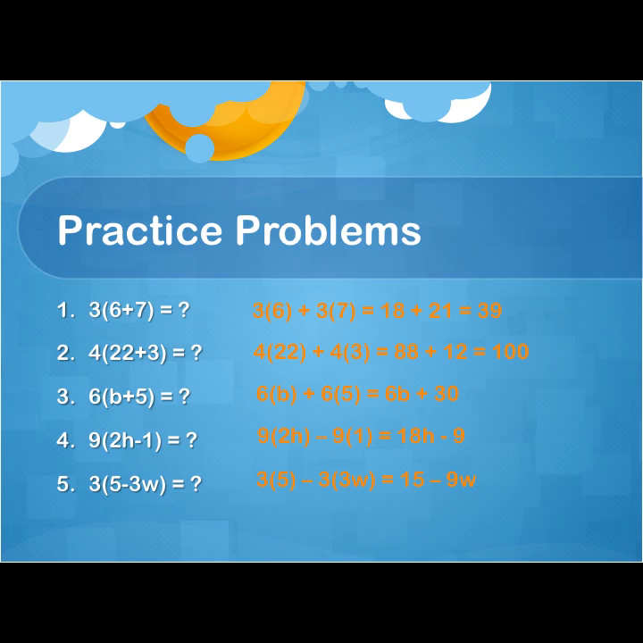Here are some practice problems for you to try. Number 1. 3 times 6 plus 7 is equal to 39. 4 times 22 plus 3 is equal to 100. 6 times b plus 5 is equal to 6b plus 30. 9 times 2h minus 1 is equal to 18h minus 9. 3 times 5 minus 3w is equal to 15 minus 9w.